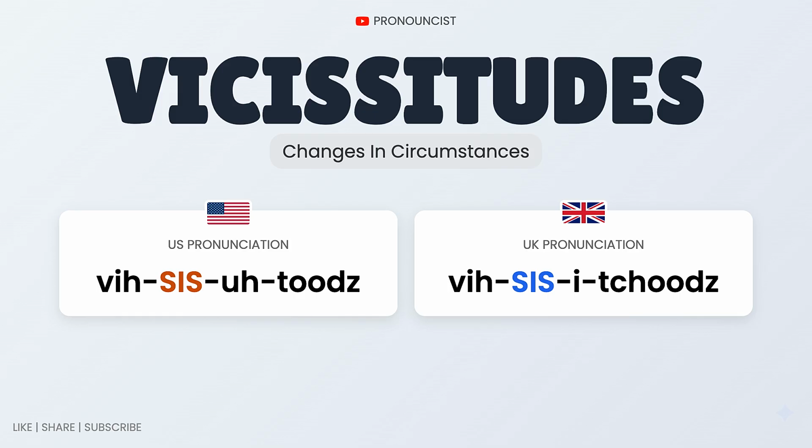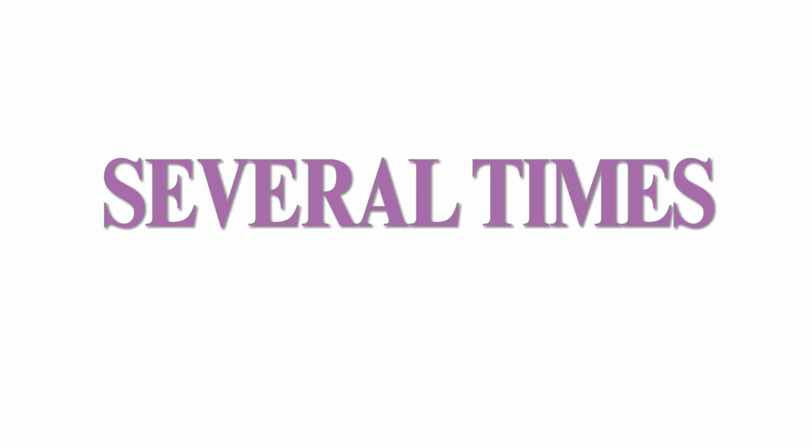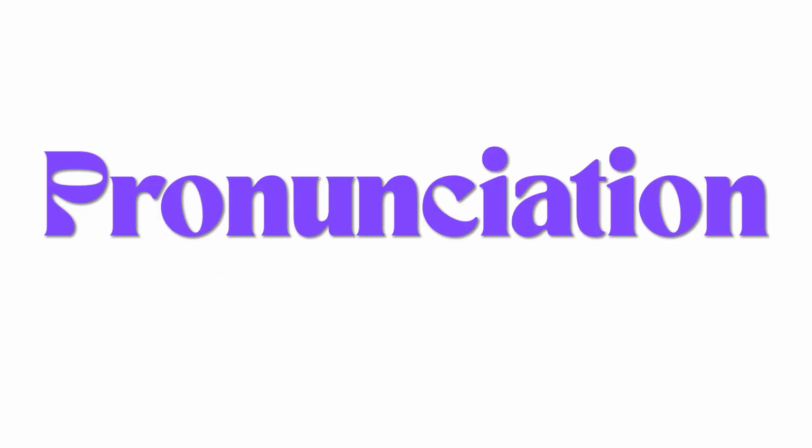Vicissitudes, vicissitudes. Practice repeatedly and you'll soon be able to say this word perfectly. The best way to practice is to repeat the syllable multiple times. The meaning of the word is changes in circumstances. Try repeating this word several times to improve your pronunciation.